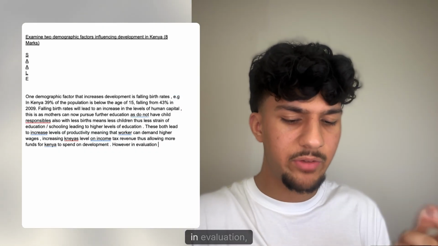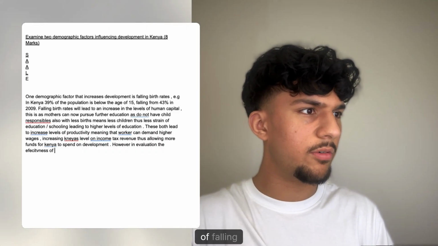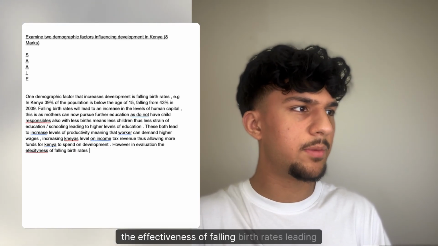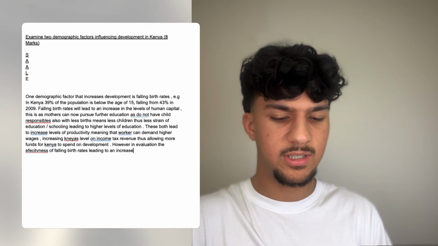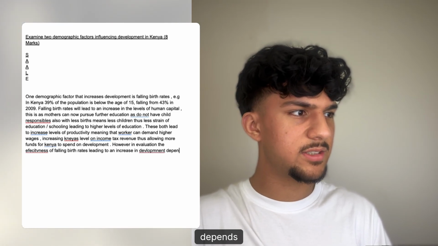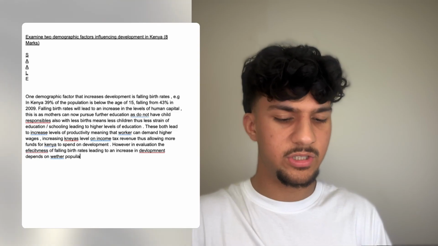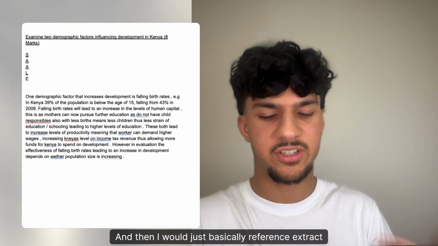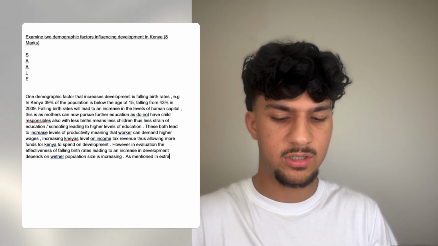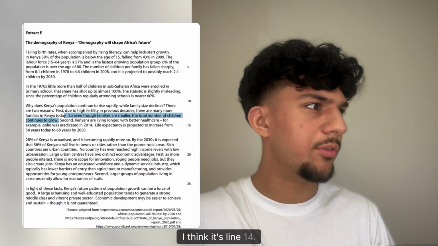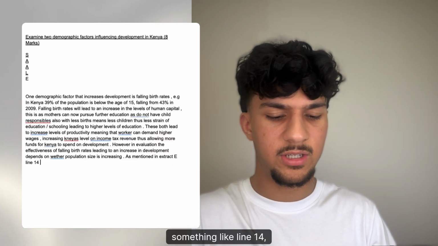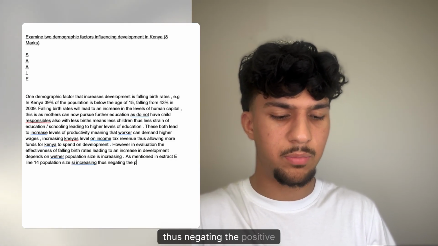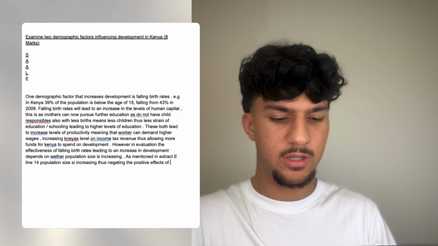So the way I would word this is, however in evaluation, the effectiveness of falling birth rates leading to an increase in development depends on whether population size is increasing. And then I would just basically reference extract E. So as mentioned in extract E, I think it's line 14. Yep, something like line 14. Population size is increasing, thus negating the positive effects of decreased birth rates.